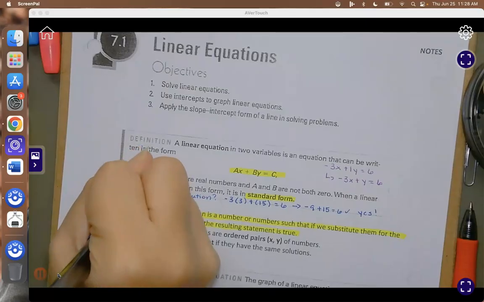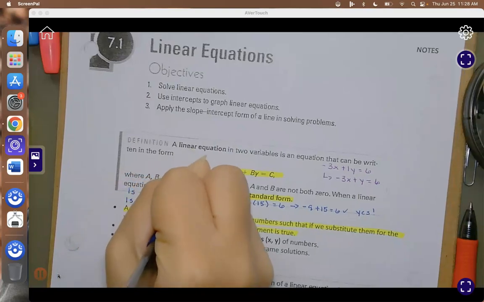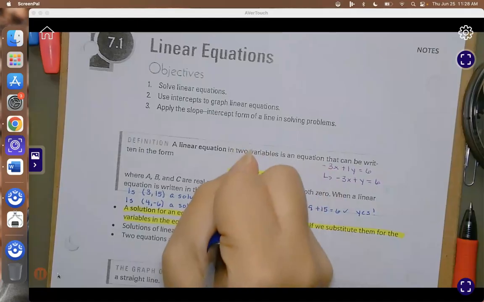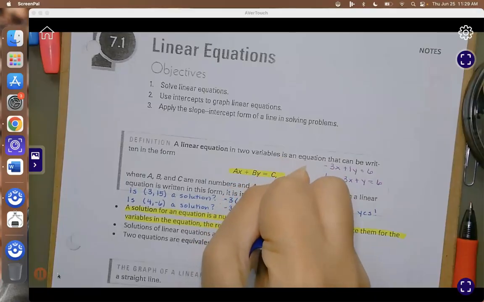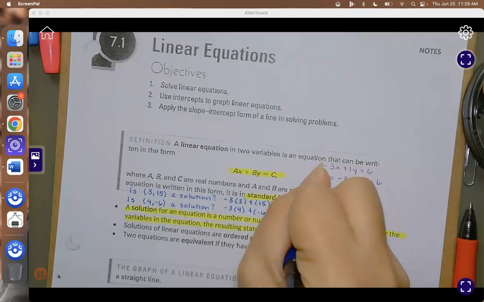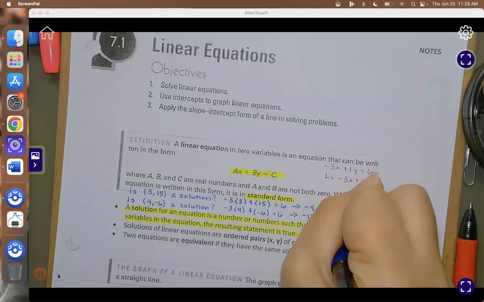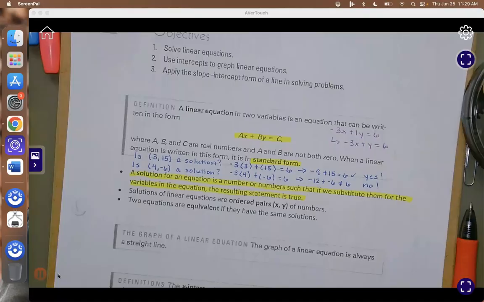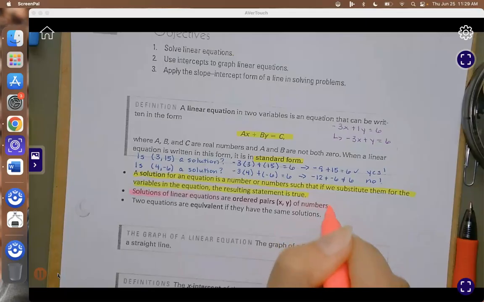Okay, so I'm going to try another ordered pair. Is (4, negative 6) a solution? So we're going to plug in 4 here. We're going to plug in negative 6 here. And we want to know, does that give us 6? So we have negative 12 plus negative 6. This does not give me 6. That gives me negative 18. So this is a no. This is not a solution. So solutions of linear equations are ordered pairs x and y of numbers.